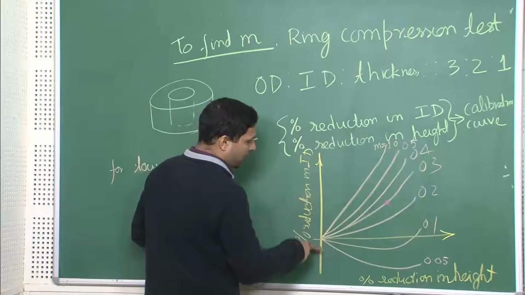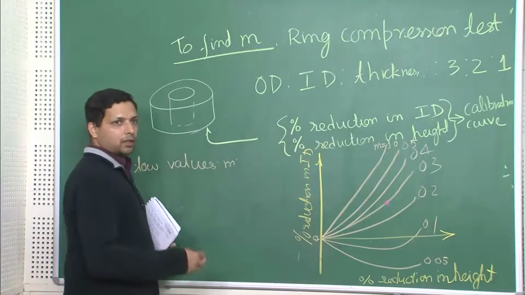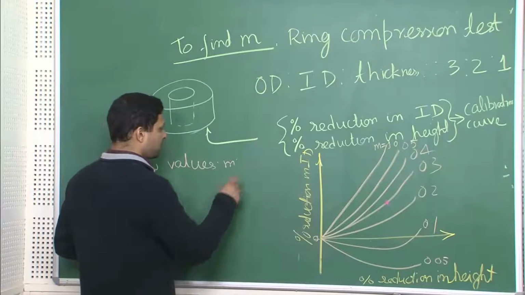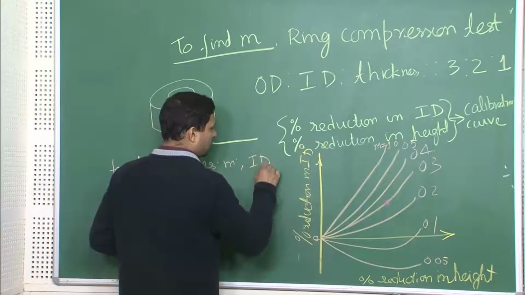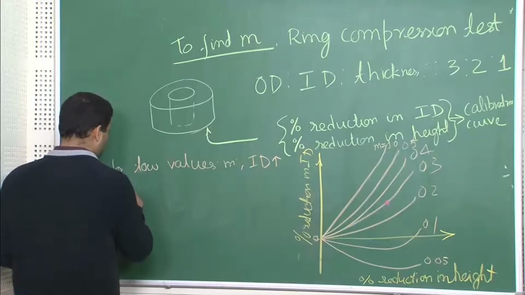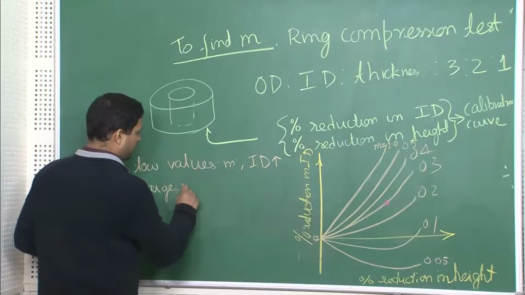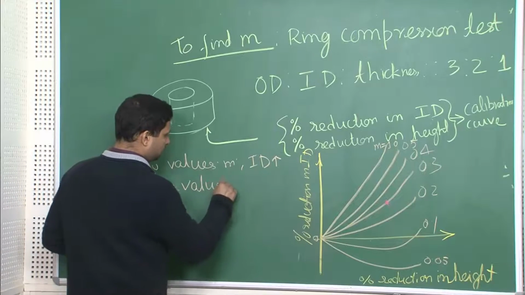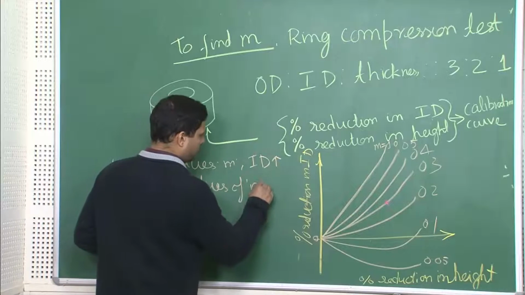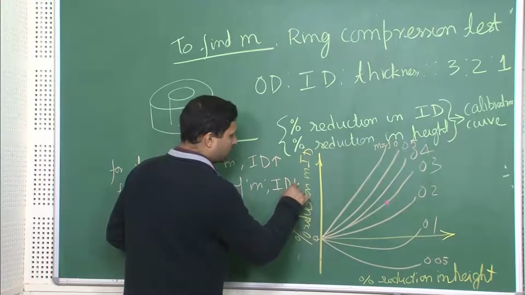Percentage reduction in ID is actually negative. So, this was 0, so this is negative. It means that the inner diameter actually increases in size, ID increases. Only when you go for large values of m do you see the inner diameter decreasing.